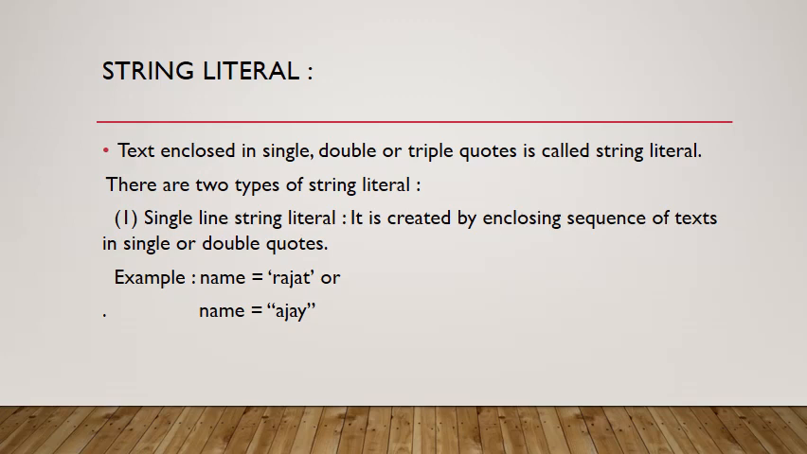Text enclosed in single, double or triple quotes is called a string literal. Any sequence of characters, any sequence of text written either in single quote, double quote or triple quote, which you will see later here, is called a string literal. There are 2 types of string literals. First is single line string literal. It is created by enclosing a sequence of text in single or double quotes.